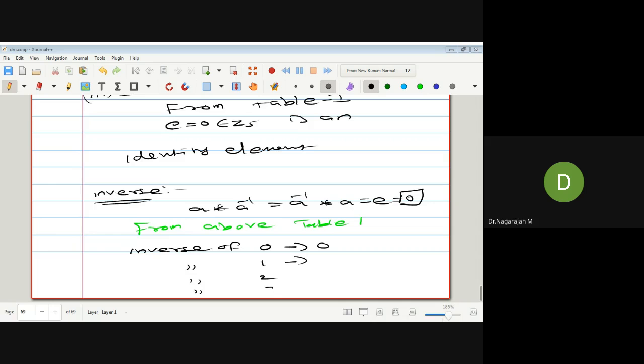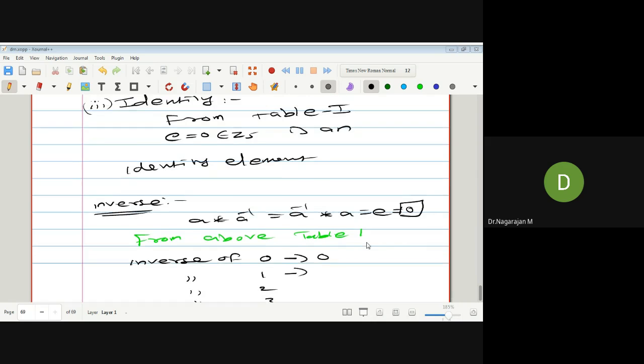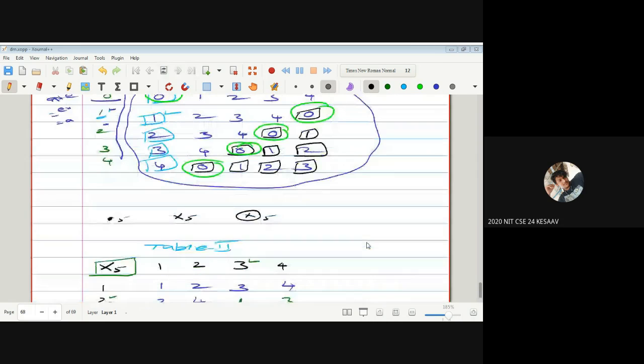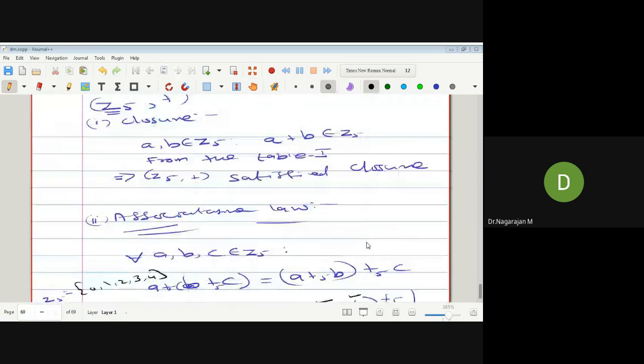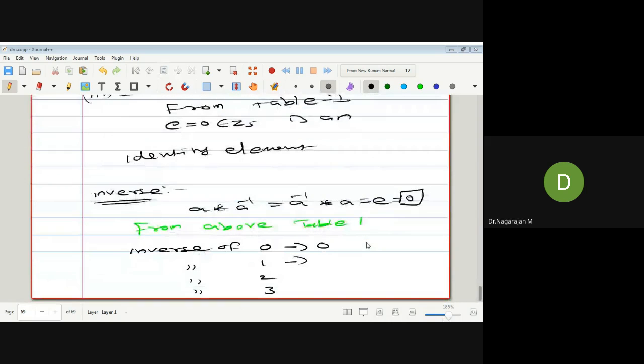What is the inverse of 1? 4, sir. Yes, therefore the inverse of 1 is 4. Inverse of 2? 3, sir. Inverse of 3 is 2. And the inverse of 4 is 1, sir. Yes, the inverse of 4 is 1. That's all.